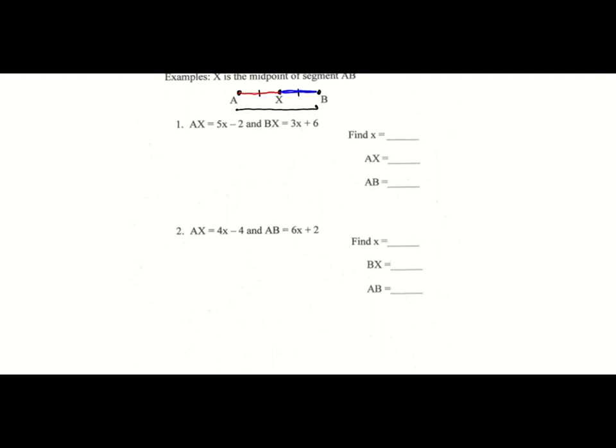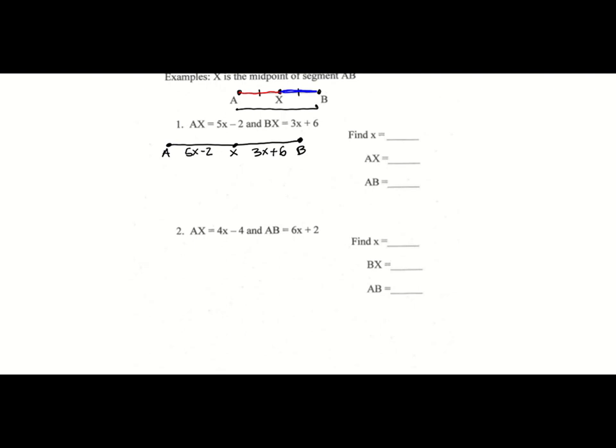Number 1 says that AX is 5x minus 2. So I'm going to just draw up another picture down here. AX tells me it's 5x minus 2. That's this piece of my segment right here. Then BX is 3x plus 6. Now I want to find out what x equals.